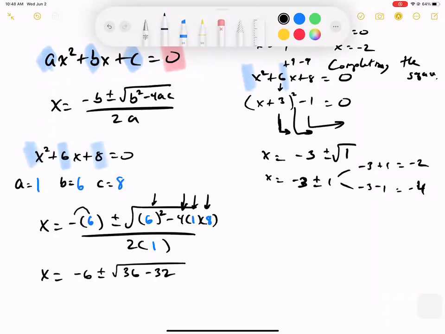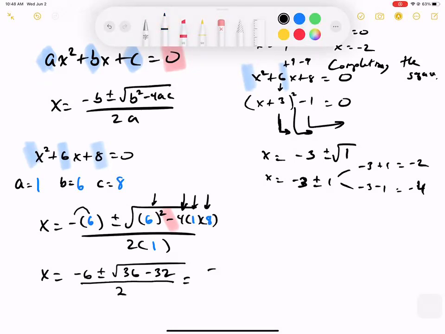Now, here's a big deal. A lot of kids always forget about this negative sign. So make sure you do catch this negative sign here. Negative 4 times 1 times 8 is going to still be negative. Oftentimes, I'll just multiply the numbers out and I'll worry about the signs afterwards. All over 2 times 1. All over 2 times 1 is 2.